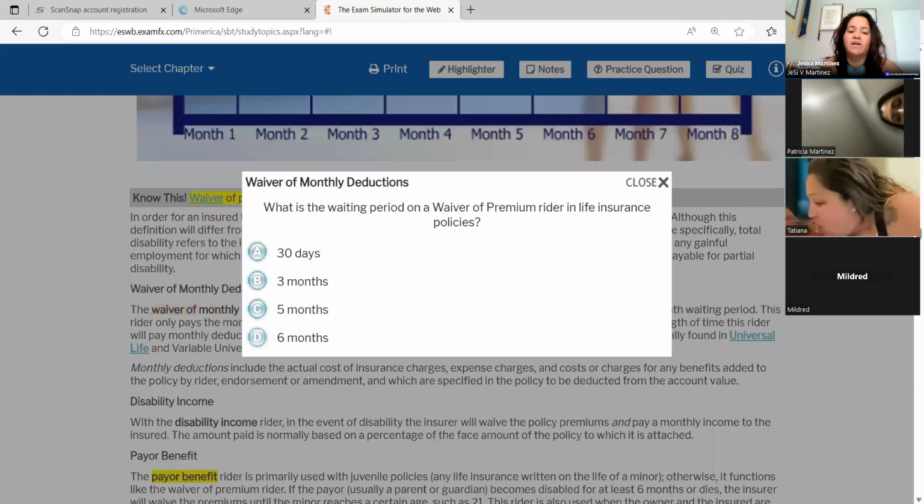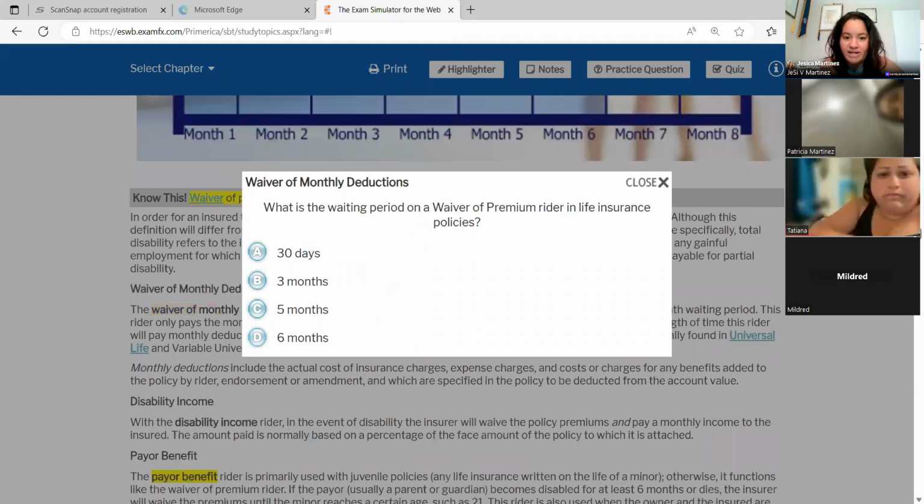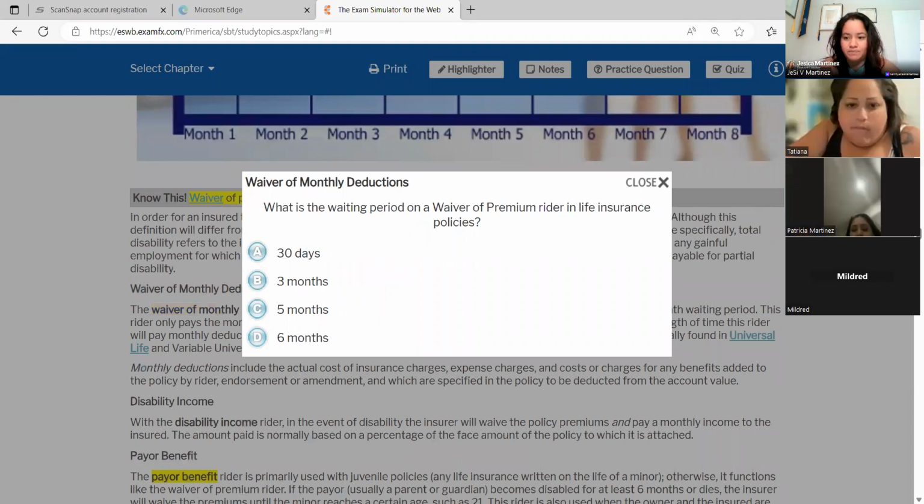What is the waiting period on a waiver of premium rider in life insurance policies? What is the waiting period for waiver?